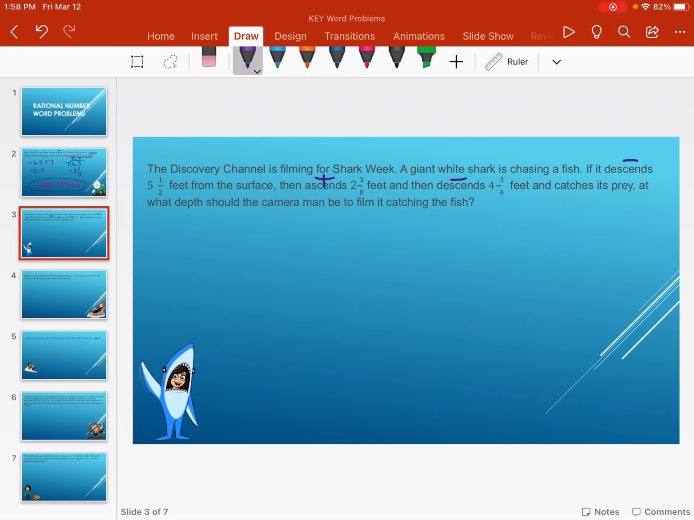Okay, so it sounds like we're going to be adding all these numbers together. I just have to make sure I know which ones are positive and negative, and that's why I marked that as we went. Descends is going down, so negative. Ascends is going up, so positive. So my original problem is negative 5 1/2, because it descended, plus positive 2 3/8, plus negative 4 3/4.